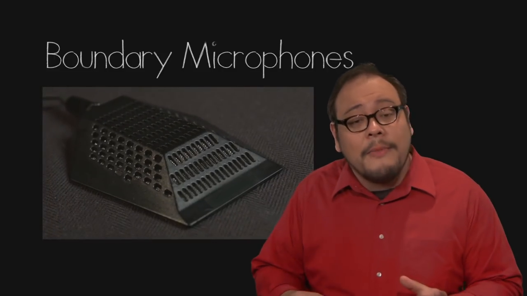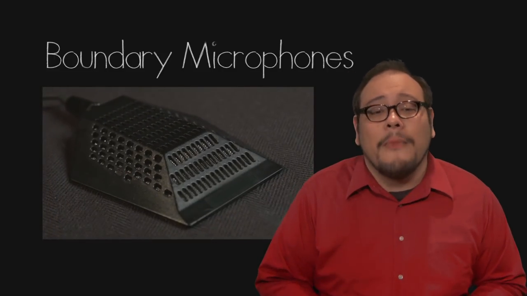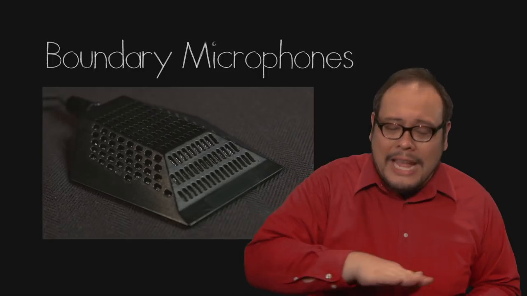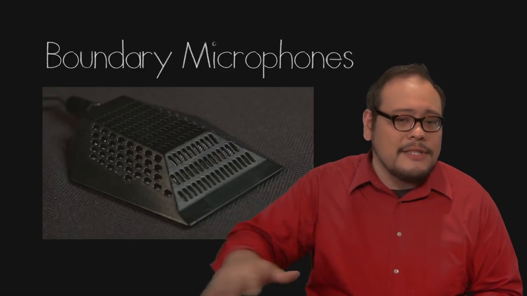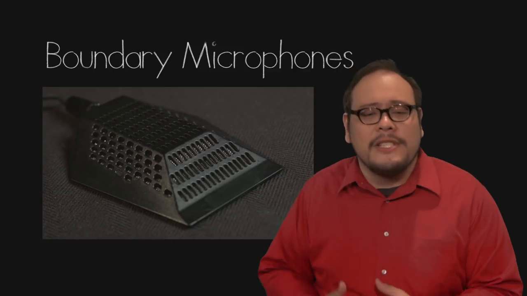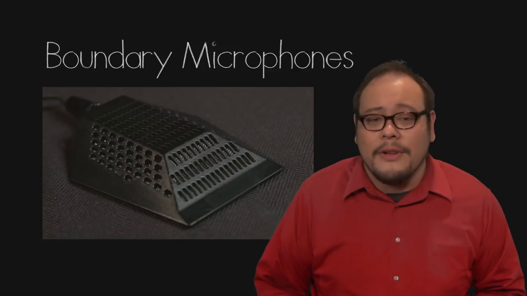Now, another useful type of mic is called the boundary mic. Boundary mics are omnidirectional condenser mics that are positioned flush with a surface and capture sound as it rolls off that flat surface. Boundary mics are very useful when recording stage productions.